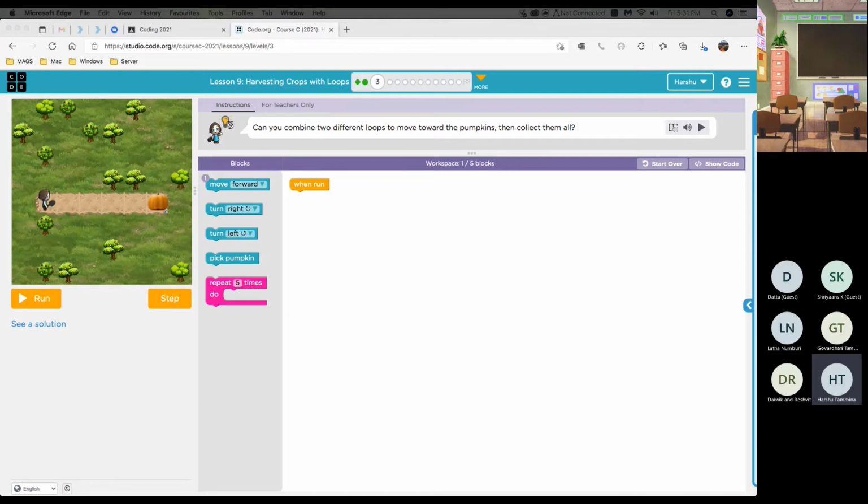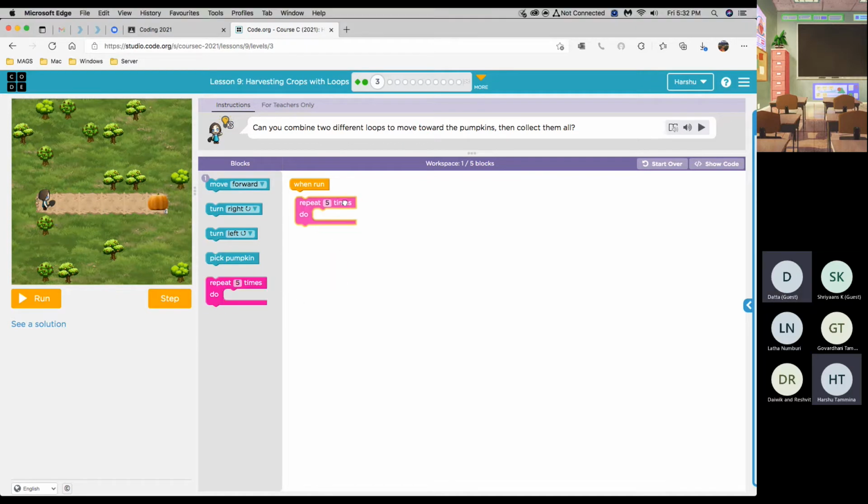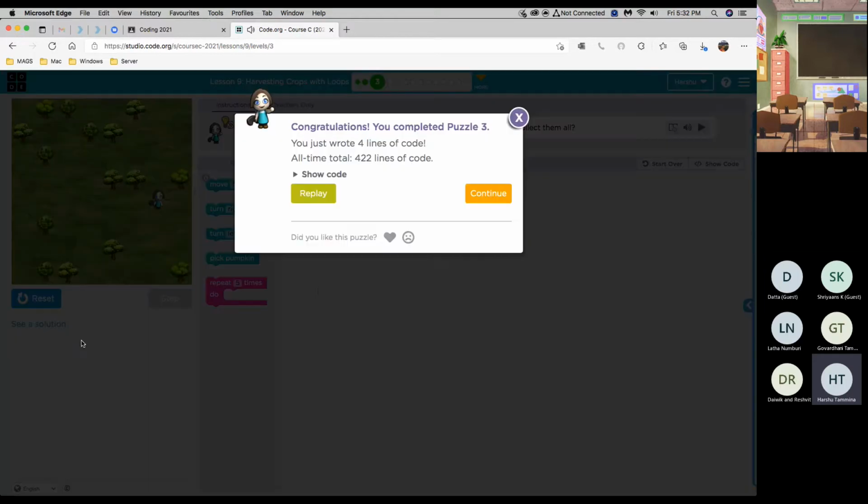Can you combine two different loops to move toward the pumpkins, then collect them all? So who wants to have a turn? Sure. You put the repeat, and put a move forward in there. Then you put the repeat again, but this time put the number four times. Then pick pumpkins. Does everybody think that's correct? Okay, let's run it and see. That's correct. Good job.